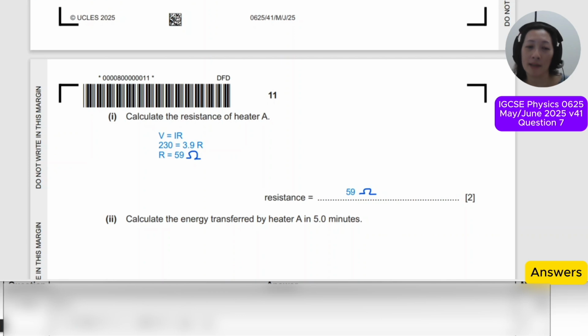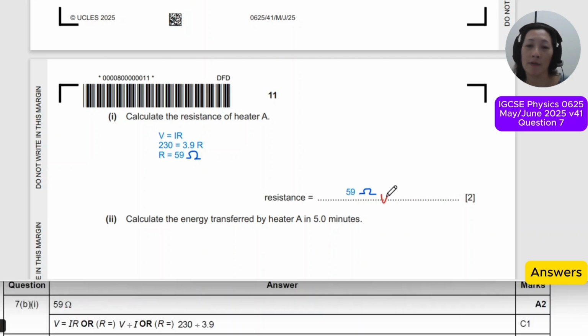So now let's check the mark scheme. When we got the correct answer with unit, that's 59 ohm, you get 2 marks. But remember, we always want to write the working out in case your calculation is incorrect. And this can happen. Sometimes you get the correct numbers, but you key them into the calculator wrongly, and then you get the wrong answer without realizing it. So what if you didn't get the correct final answer? Can you still get a mark?